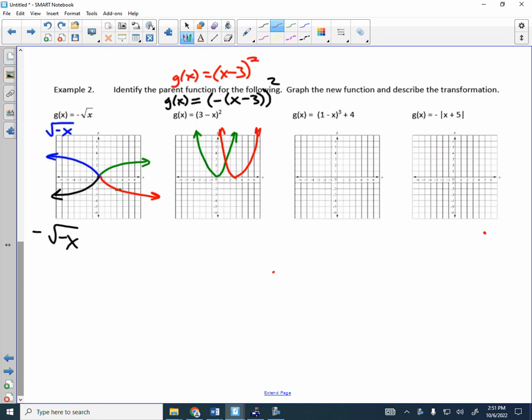Look at this one. I'm going to factor out the negative here. I get g of x is equal to, and I'm going to write negative parentheses. What am I going to have? X minus 1 to the third. Good. Plus 4. Good. So we're going to apply them in the order of operations. So what's the minus 1 going to do? Well, first of all, what's the shape look like?